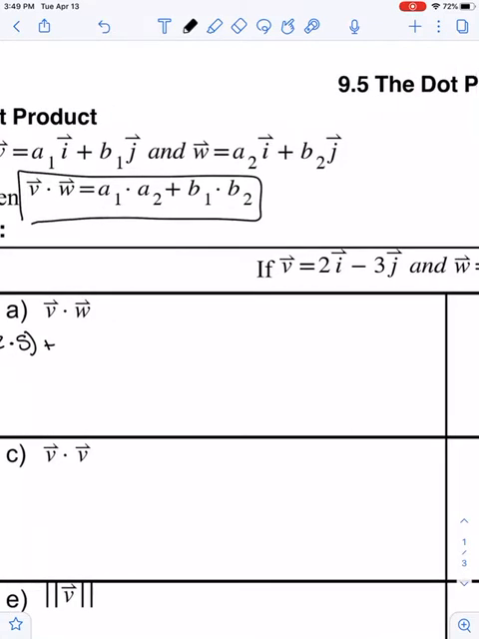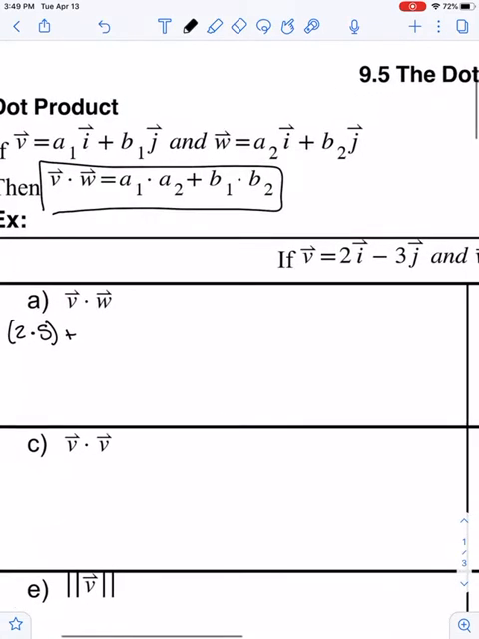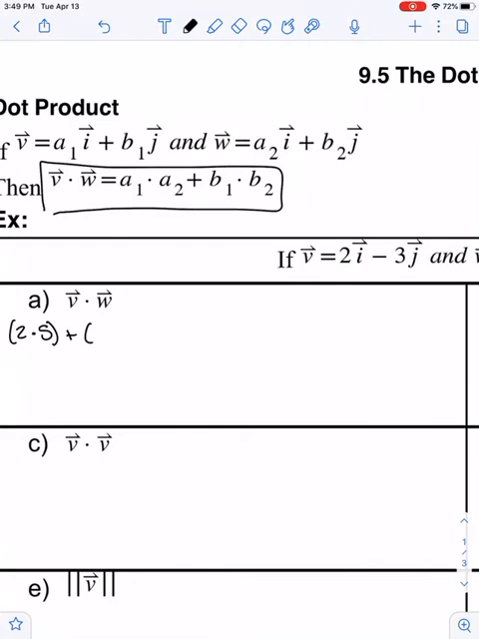And we can label these. b1 would be negative 3, and then b2 is 3. So 2 times 5 is 10, and then negative 3 times 3 is negative 9. And then 10 minus 9 equals 1.